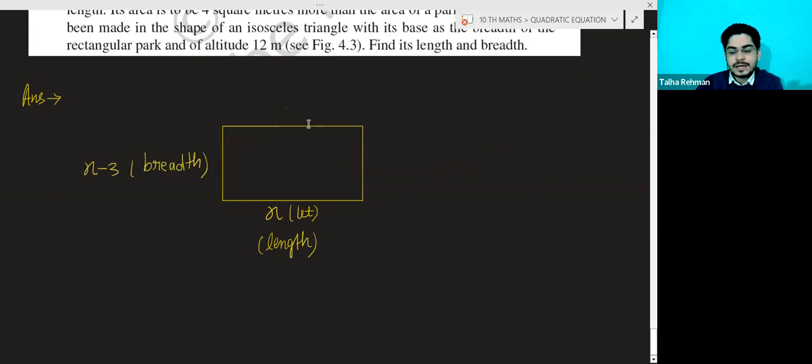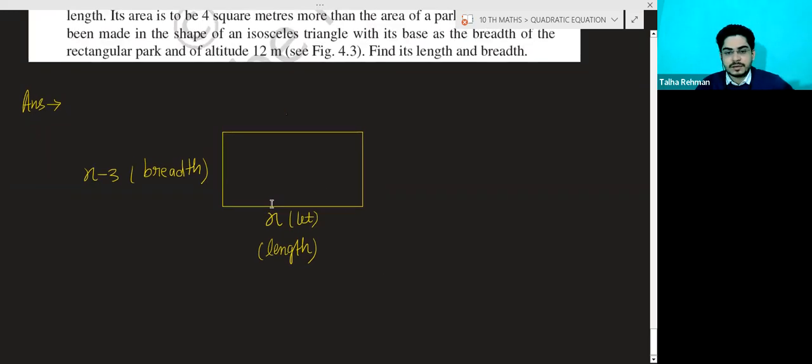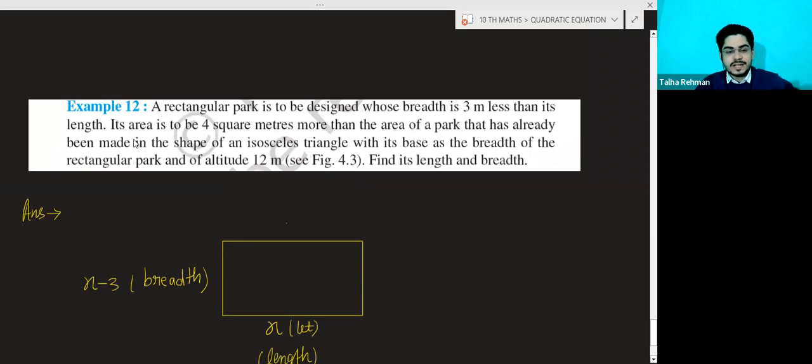So we know that opposite sides in a rectangle are equal. This side will be equal to this side and this side will be equal to this side. And this is a rectangular park. After that, they are saying its area is 4 square meters more than the area of the park that has already been made in the shape of an isosceles triangle.